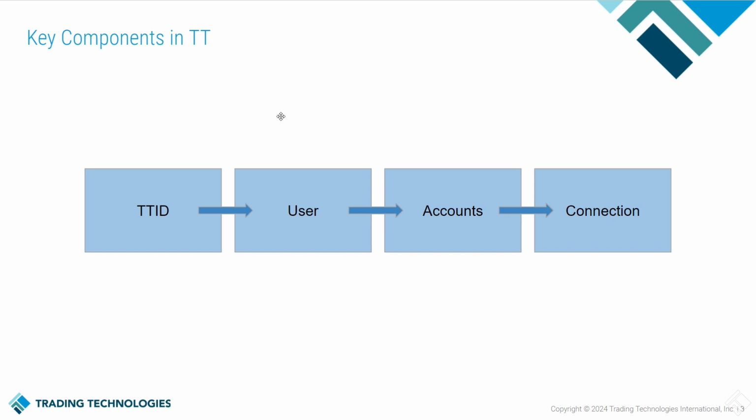The TTID is really what you log in with, so it's an email address and a password, and that is what connects you to your user, which is administered by your administrator. Then the user connects to an account, which represents money somewhere, and on that account are connections, which allow an order placed by the user on a particular account to go to a specific exchange via that connection, which is typically an IP address and a port number, and allows that message to go to the proper place.